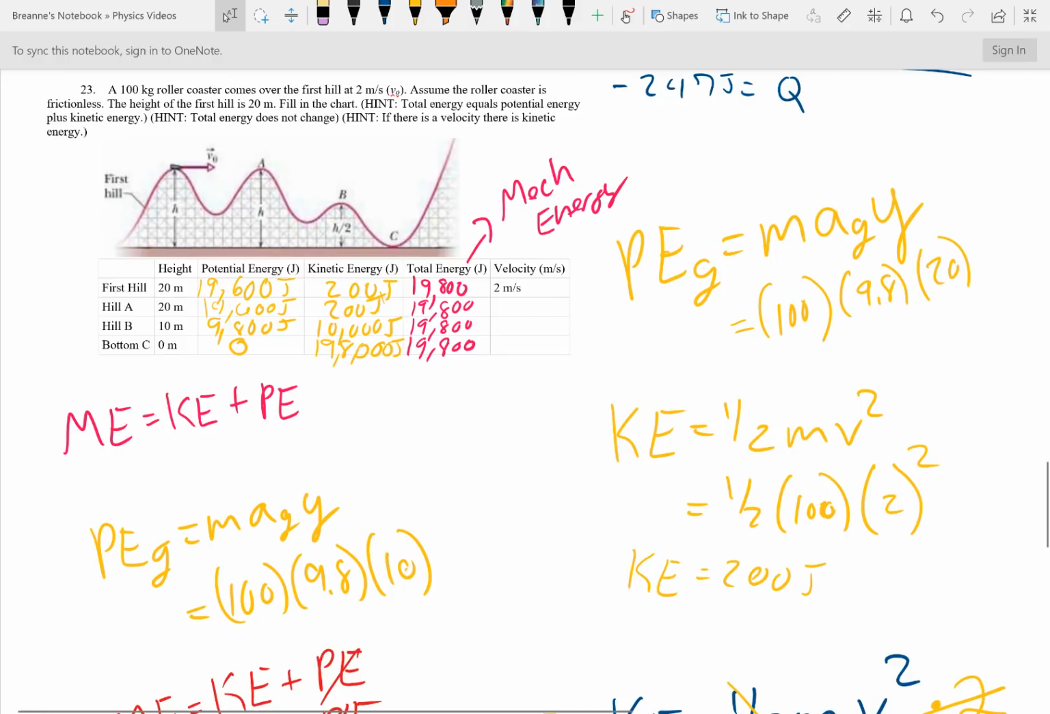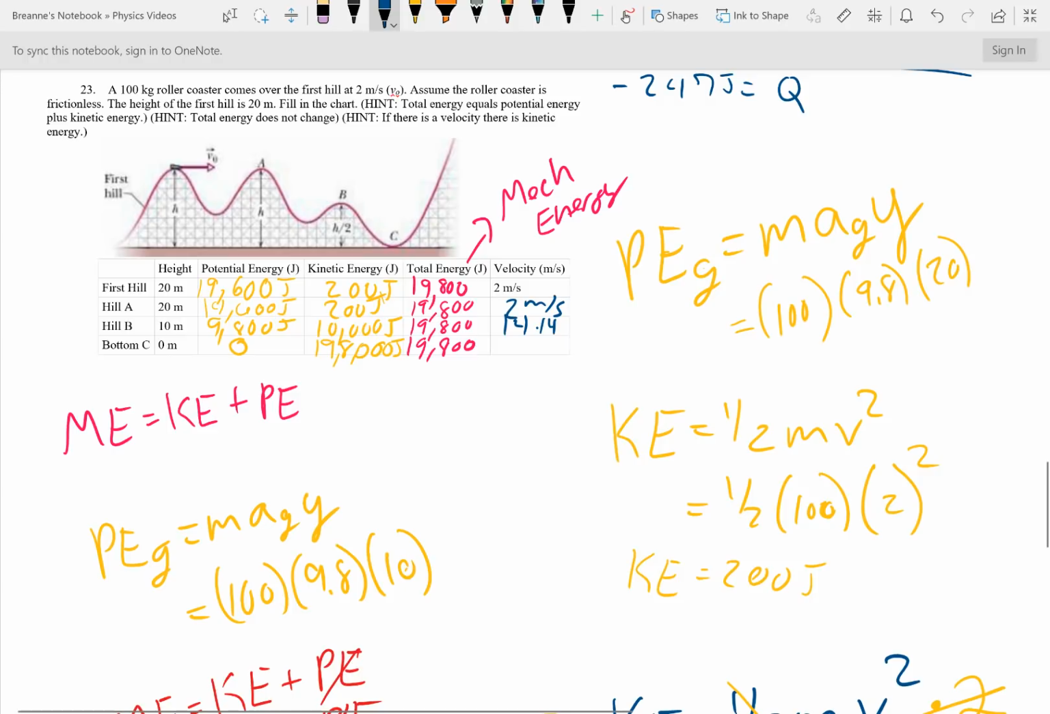So the first one is going to be the same, so it'll just be 2. And then the next one, our kinetic energy, is 10,000. We're going to times that by 2, divide that by our mass, which is 100, and then we're going to square root that puppy, because you don't want to forget to square root. And you get 14.14.